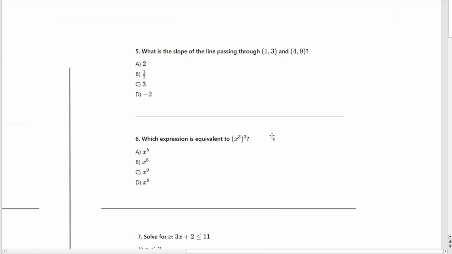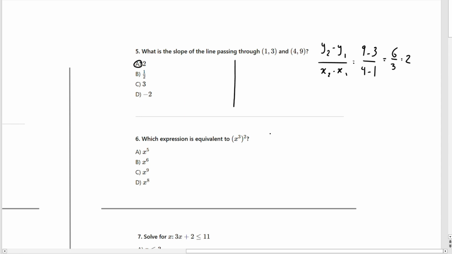We're doing number 5. What is the slope of the line passing through 1, 3 and 4, 9? So what I usually do is I draw a graph, but we'll do it two ways. We're going to first do the normal way that you would probably see it in your textbooks, which is just y2 minus y1 over x2 minus x1. This is just the slope formula. y2 being 9, y1 being 3, x2 being 4, excuse me, and x1 being 1. That would equal 6 over 3, which is just 2. This is the normal way that you would probably see most people doing it.